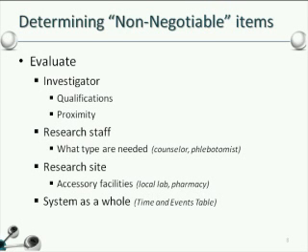Also, the research site. Are there certain accessory facilities needed, such as a local lab or a pharmacy? A lot of times CTPs are limited in the ability to obtain a local lab or even have a pharmacy. So these are types of things that you really want to answer on your survey or see if it's possible.